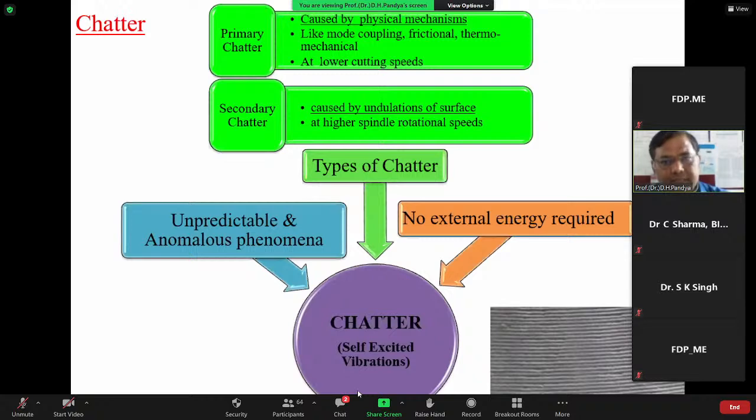One can measure the chatter using 3D metrology tools. What are we measuring in the chatter? We are measuring the waviness. We are measuring the waviness of the surface, not the surface roughness. I hope all of us are very clear about the difference between surface roughness and waviness.